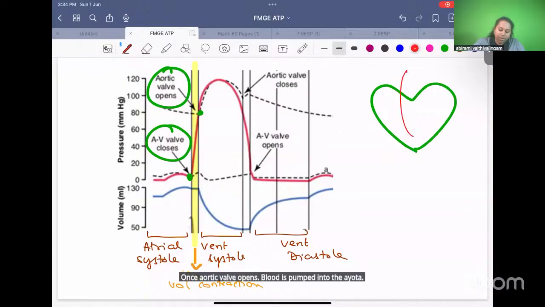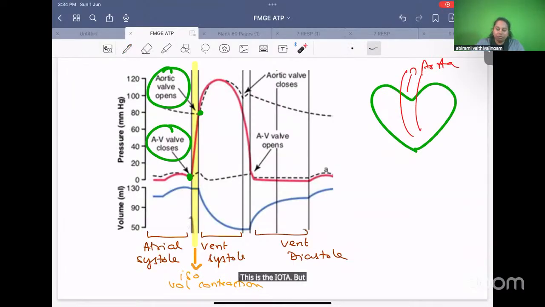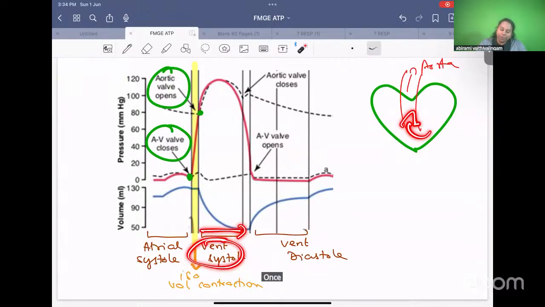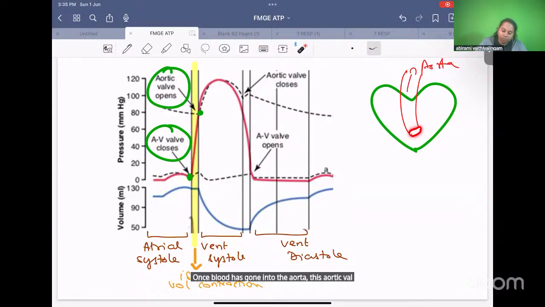Once the aortic valve opens, blood is pumped into the aorta. This is the aorta. That is, the ventricle is contracting to push blood into the aorta. So there is ventricular systole. Once blood has gone into the aorta, the aortic valve will close. So now the aortic valve closes.